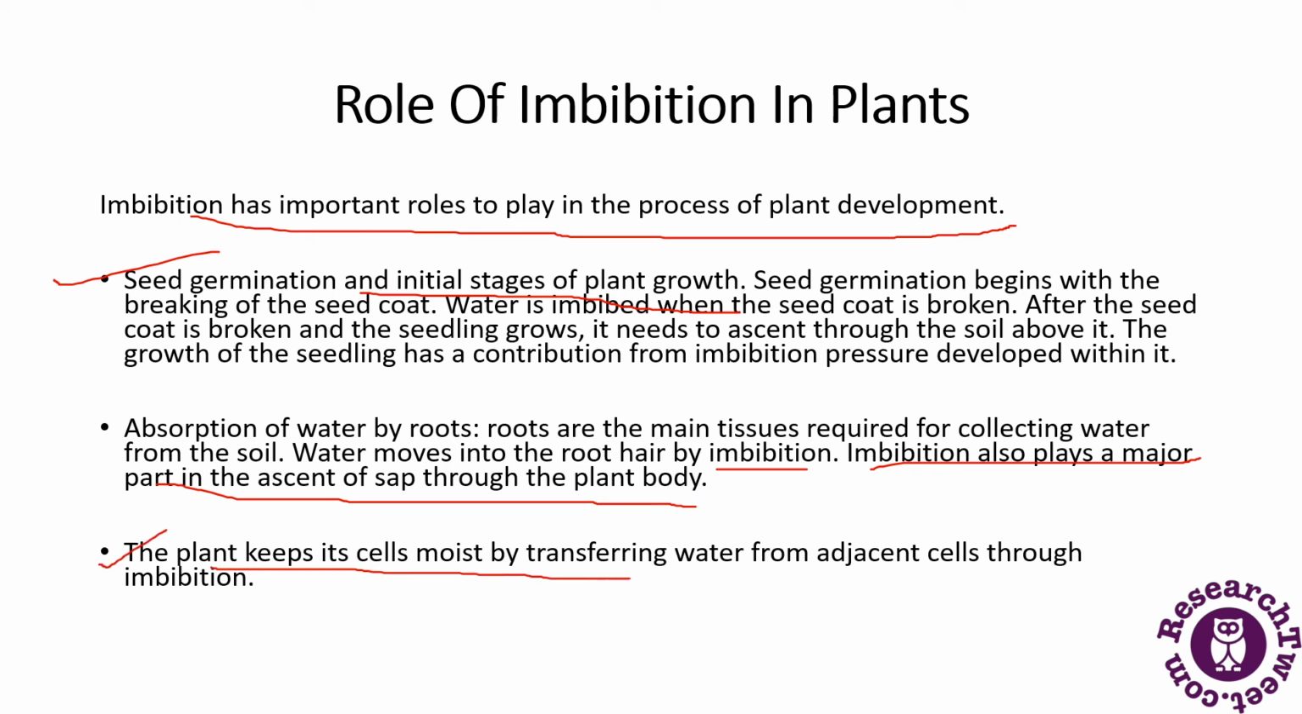The plant keeps the cell moist by transferring water from the adjacent cells through the imbibition process. So this is all about the role of imbibition in plants.